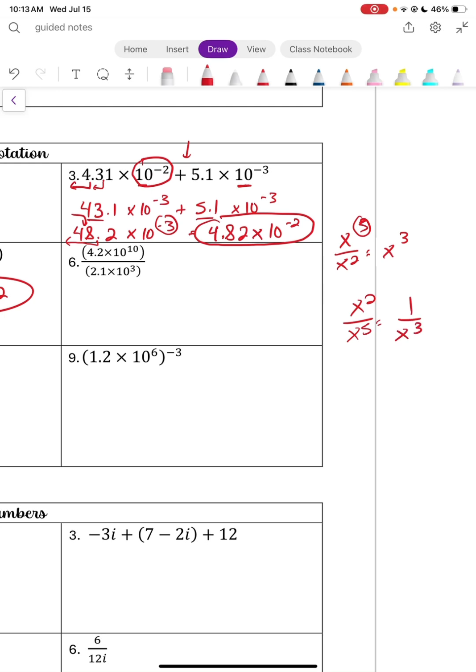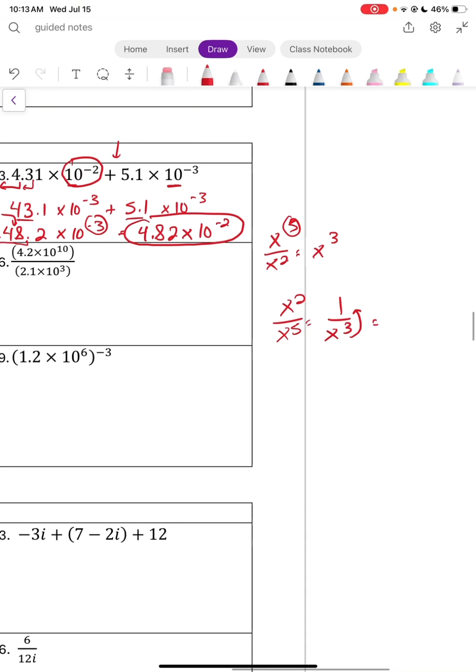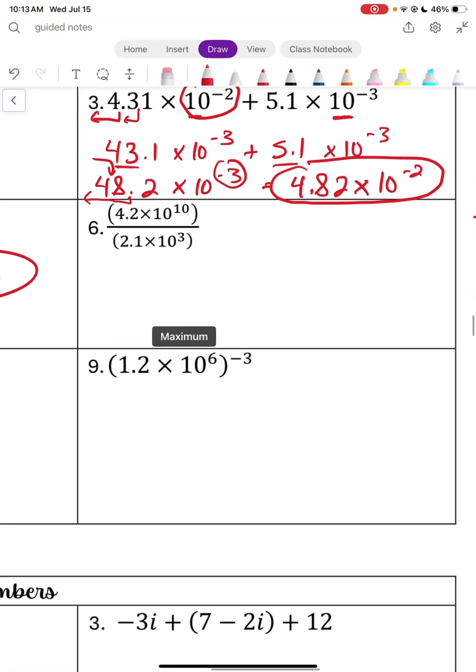Now, in this case, since we are dealing with scientific notation, we will have to move it, though. X to the positive 3 on bottom. Anytime you move a power across a fraction bar, if it's positive, it becomes negative. If it's negative, it becomes positive. So if I wanted to move that to the top, it would actually become x to the negative 3. So we'll use those properties and rules.